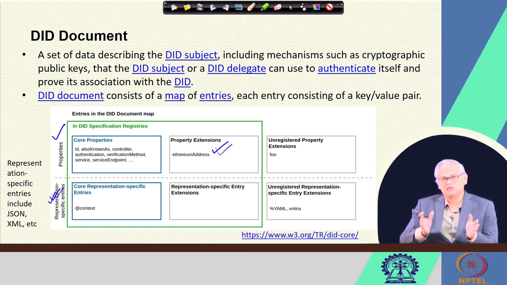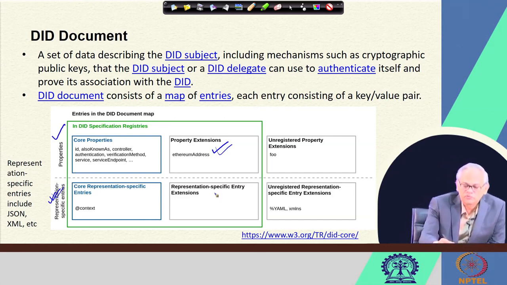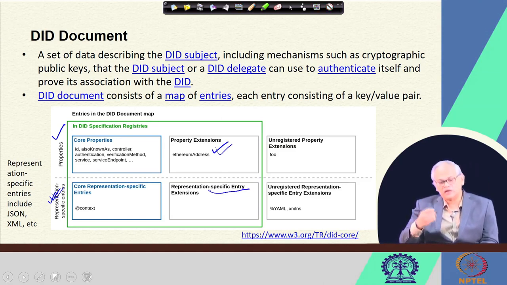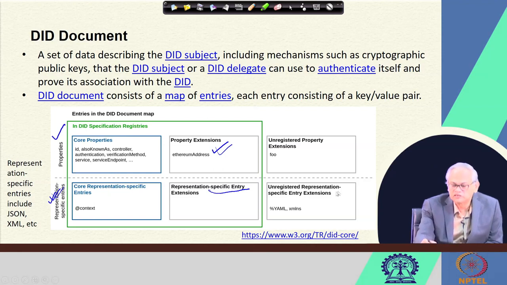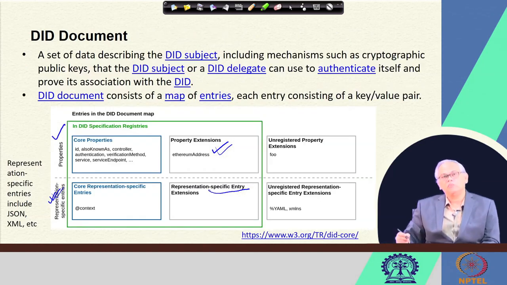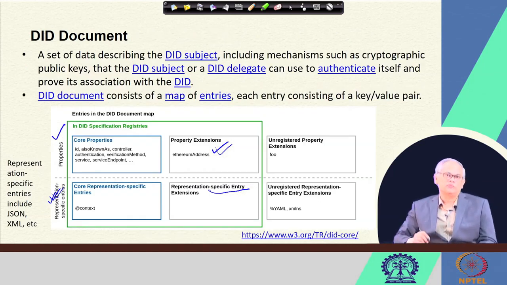So, why are these done is that these are made very flexible. It is not tied to one particular type of representation. It has many different types of representations, and there could be some representation specific entry extensions also if required, and if these are not some of the standard extensions, there could be some unregistered extensions and so on. So, all these types of information can actually be maintained in this particular deed document.